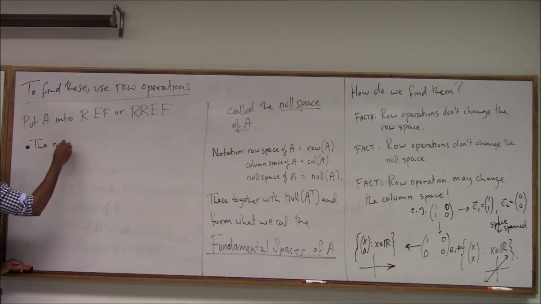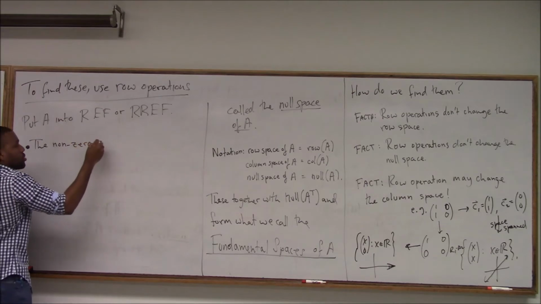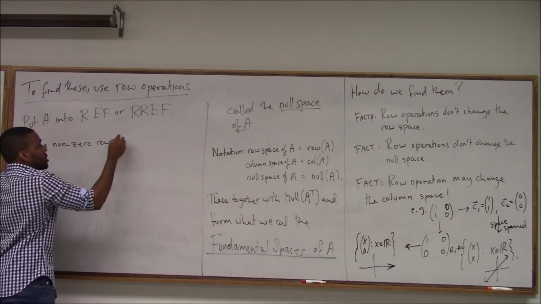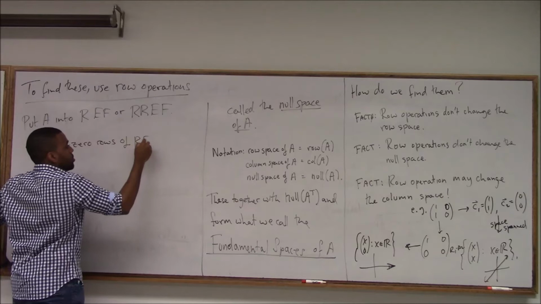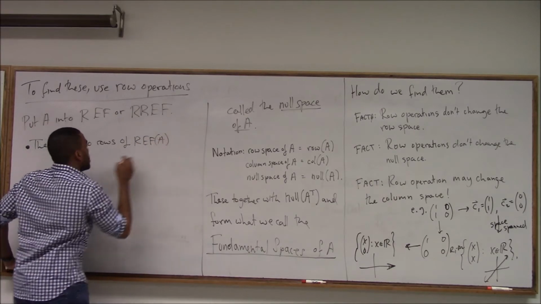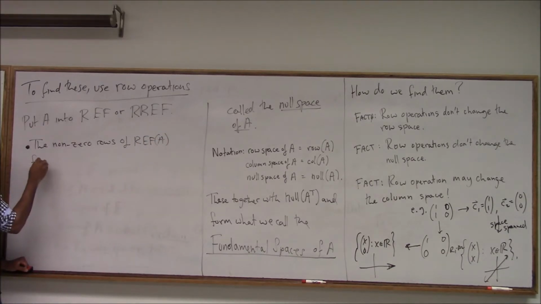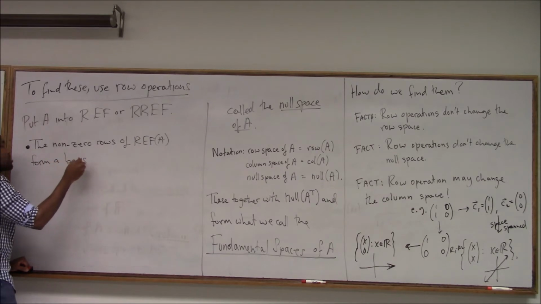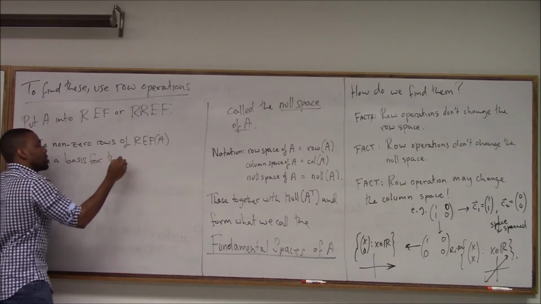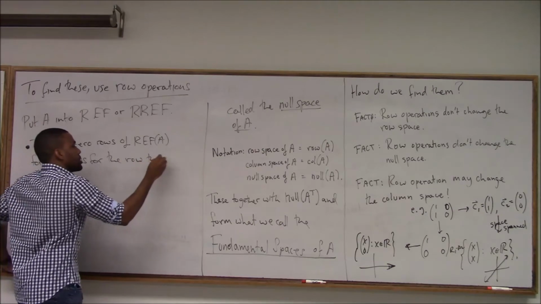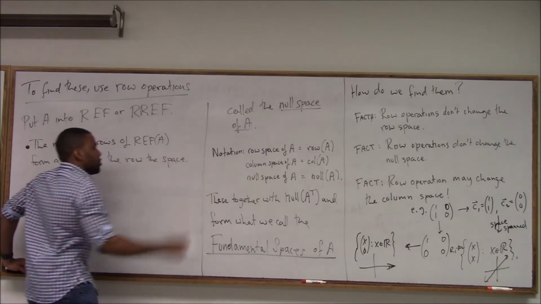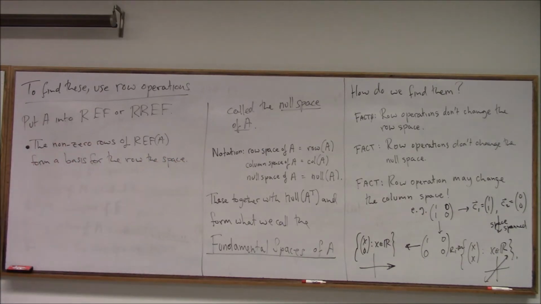The non-zero rows of this form of A form a basis for the row space. Because essentially what would happen, if any of the row vectors are dependent, you can use a row operation to kill the dependent rows. So any rows that are dependent will automatically become a row of zeros once you put it in row echelon form.